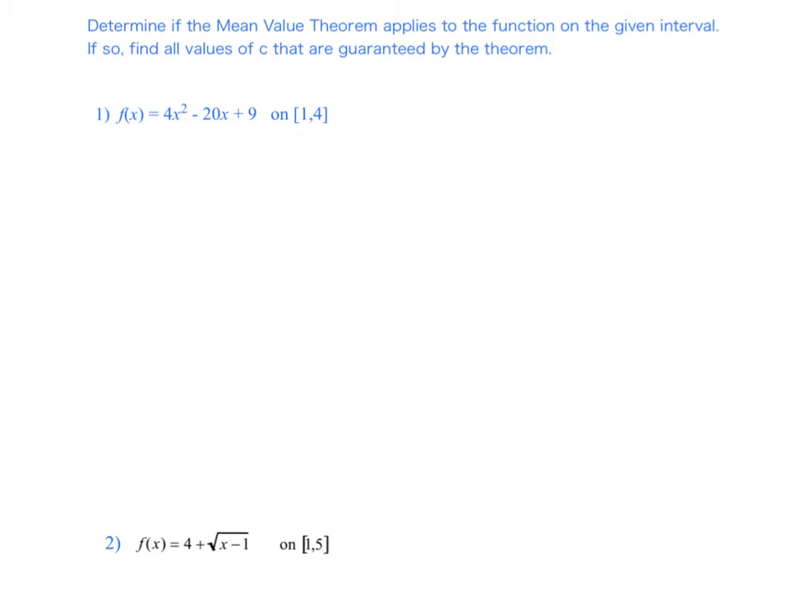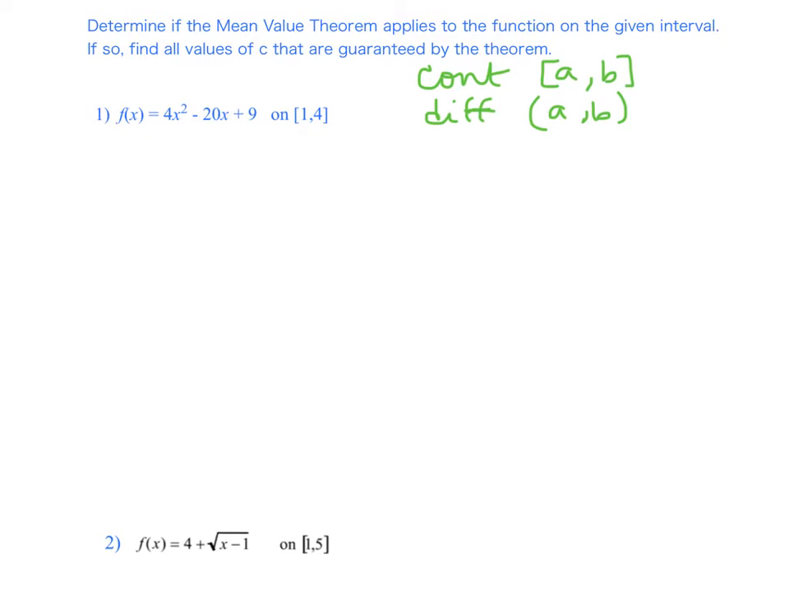Well, we have to answer two questions. First, is the function continuous over the interval a to b? And second, is the function differentiable over the interval a to b? Now notice the difference in those markings. Continuous is over the closed interval a to b. Differentiable is over the open interval a to b. All right, so let's look at our first example.